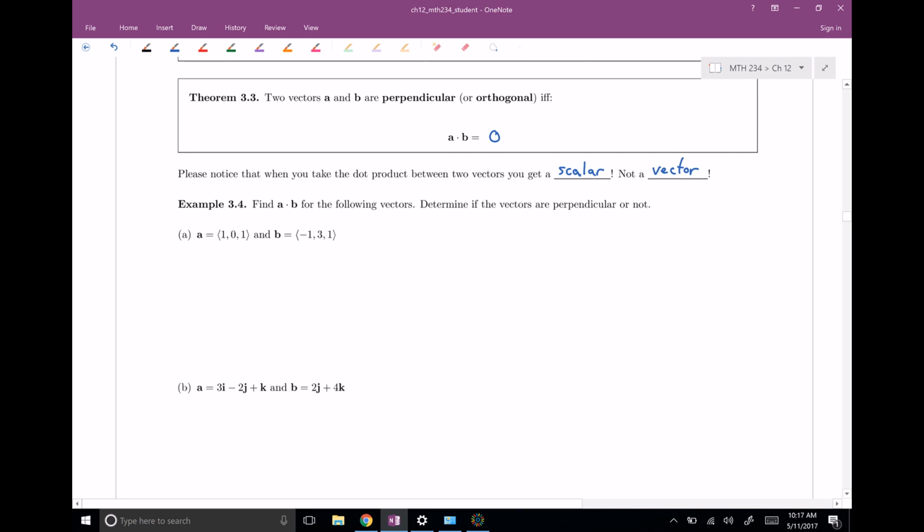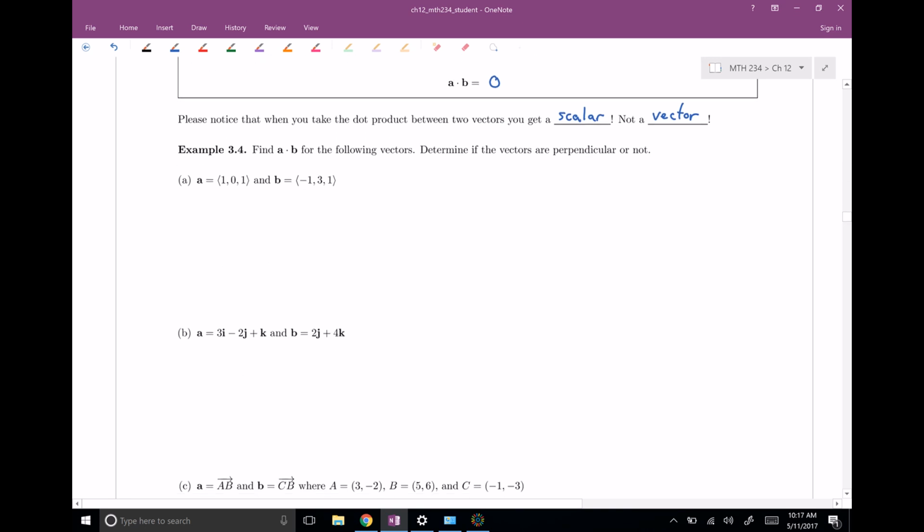Okay, now let's get a little bit of practice before we sign off. So find the dot product between these two vectors, determine if they're perpendicular or not. Okay, so the first one here, 1, 0, 1 dot negative 1, 3, 1. So we do A1B1. So this is 1 times negative 1 plus A2B2, 0 times 3 plus A3B3, 1 times 1. So I have negative 1 plus 0 plus 1 is equal to 0. So the dot product is equal to 0. The answer is yes. They are perpendicular.